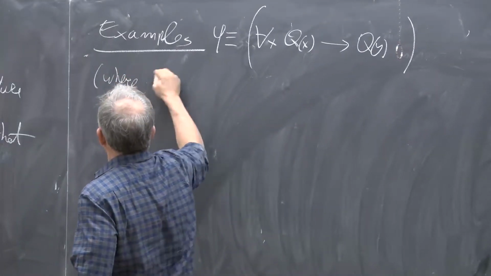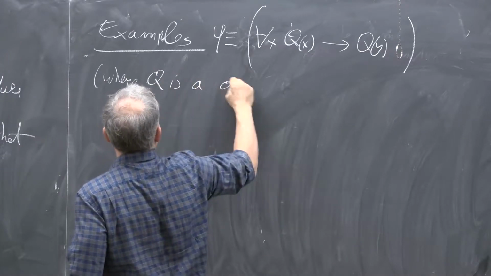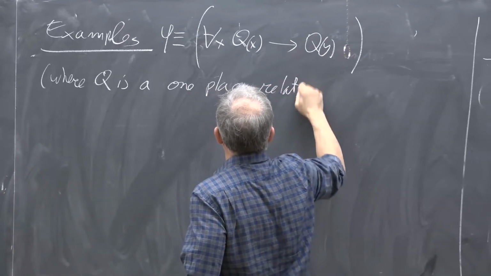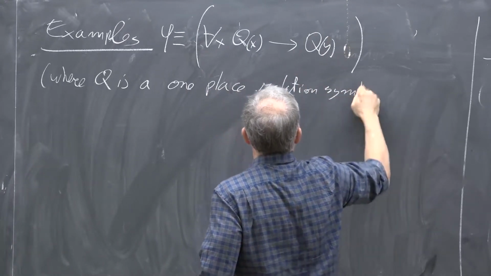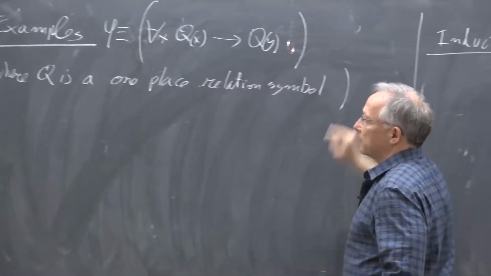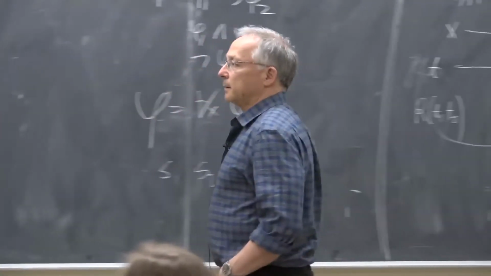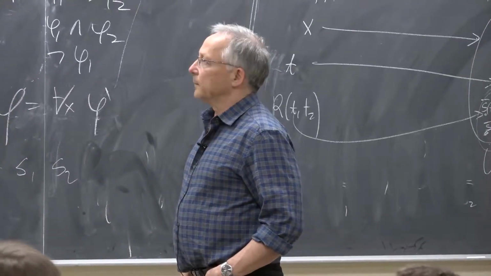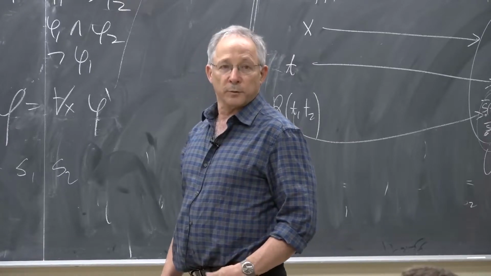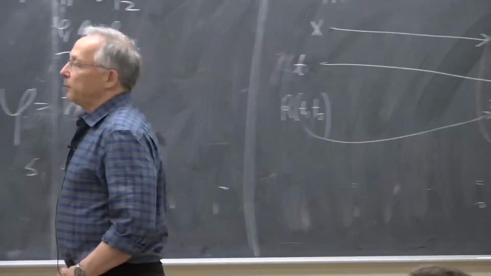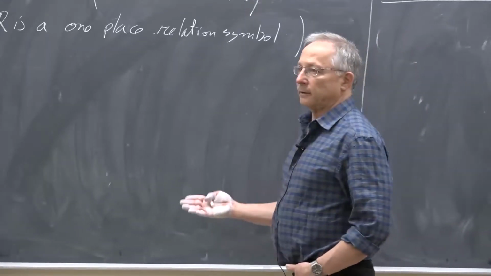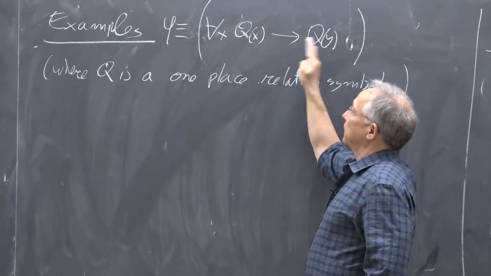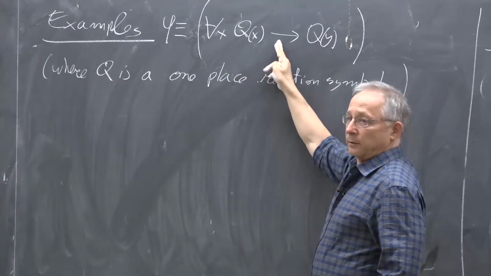Where Q is a one-place relation symbol, or predicate. So how do we show that this is always true? We have to resort to the definition of the semantics. So we know that this formula's main connective is arrow.